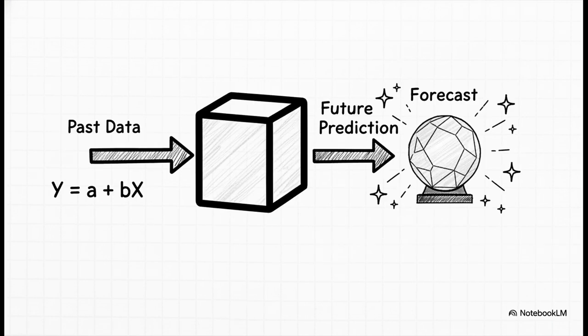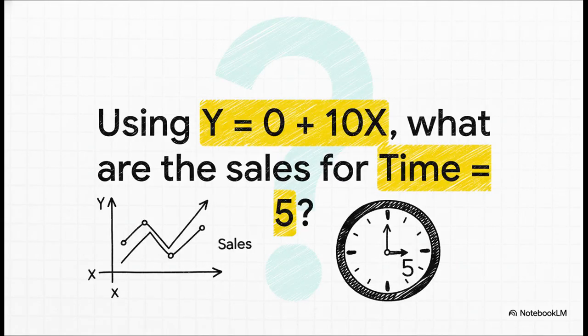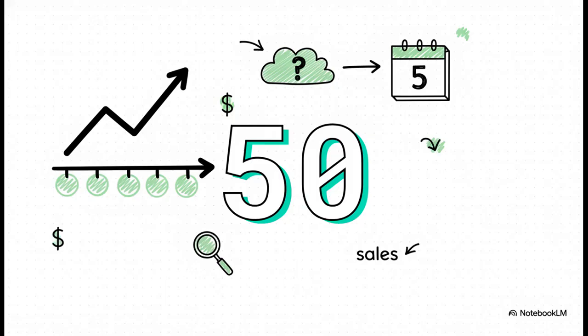And now for the moment we've been waiting for. We get to use the equation we just found to do what we set out to do in the first place, predict the future. So this is where it all comes together. If we want to know the sales for the next time period, for time equals 5, what do you think the answer will be? All you have to do is plug the number 5 into our equation, right where the x is. Yep, you got it.